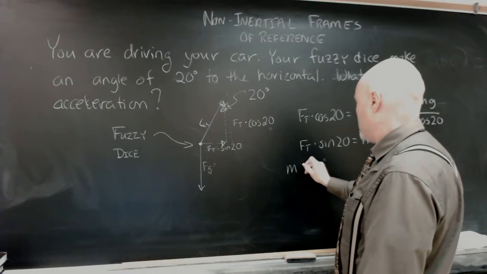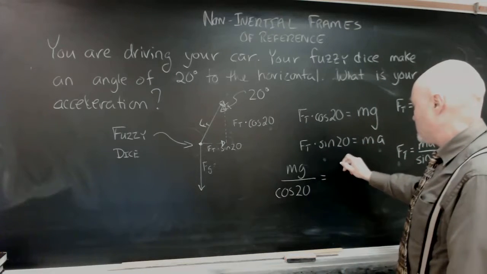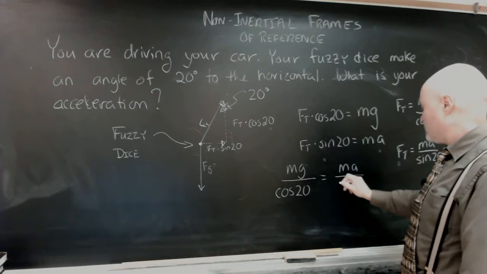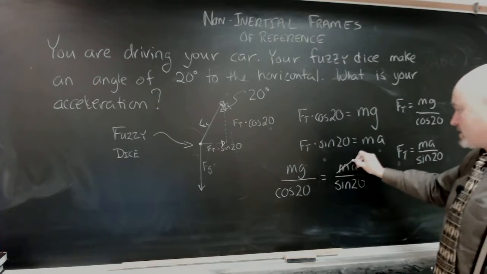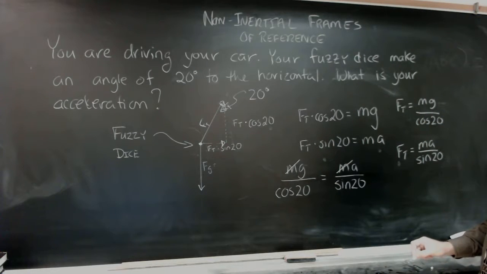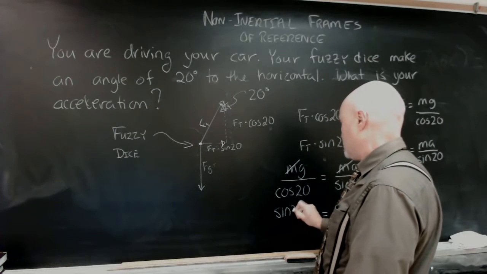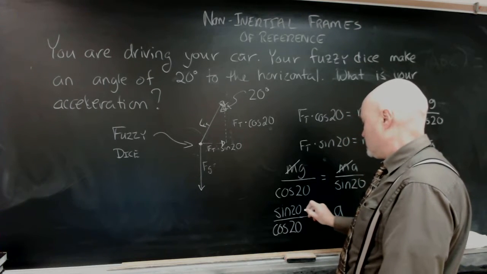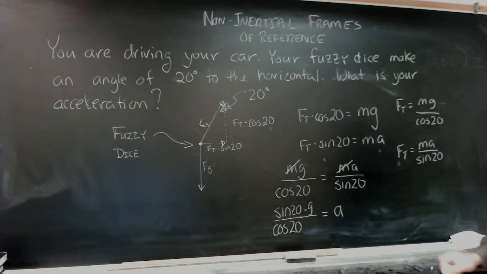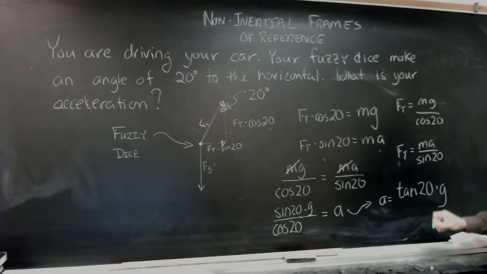And so I can say that m times g times cosine of 20 is equal to m times a over the sine of 20. Now, what's going to be nice is that these masses are going to cancel out. And so the acceleration of the car is equal to the sine of 20 over the cosine of 20 times g. Or the acceleration is equal to the tangent of 20 degrees times the acceleration due to gravity.